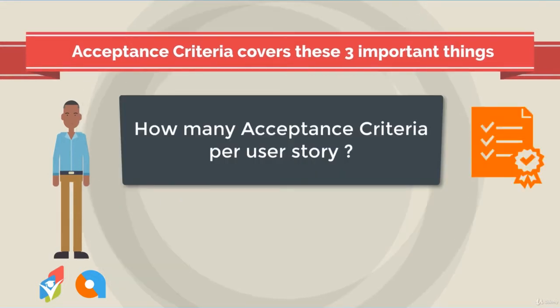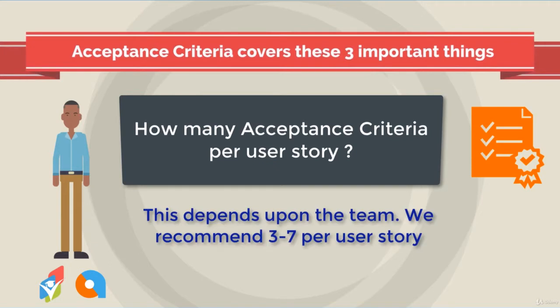One might ask the question, how many acceptance criteria per user story? This is totally up to teams. I recommend teams write anywhere between 3 to 7 acceptance criteria. And if it's more than that, they can always split that user story into 2.